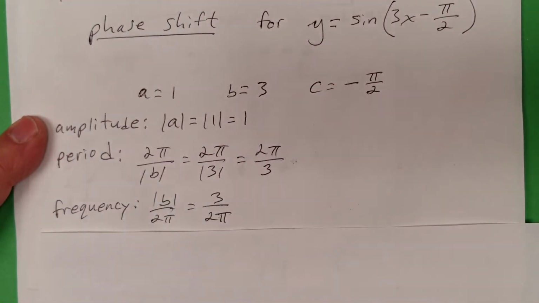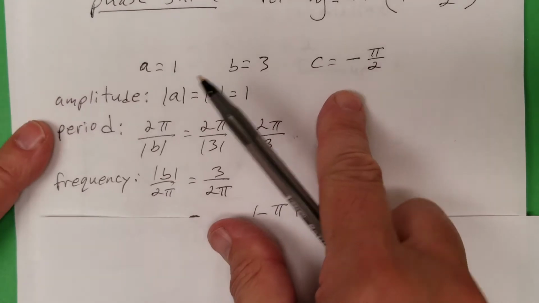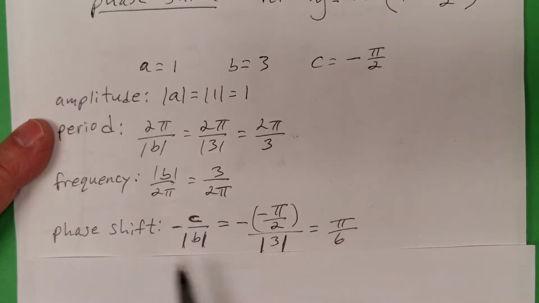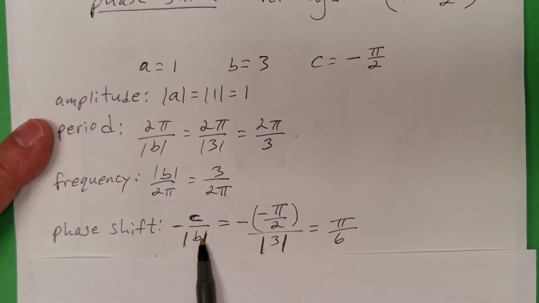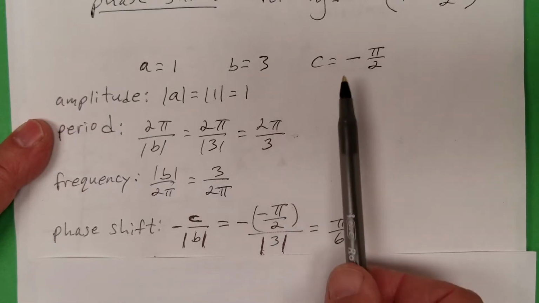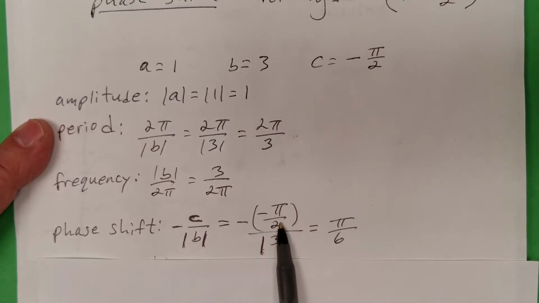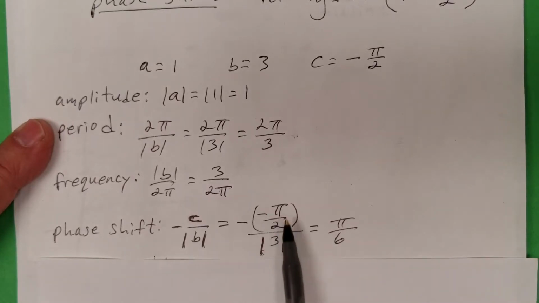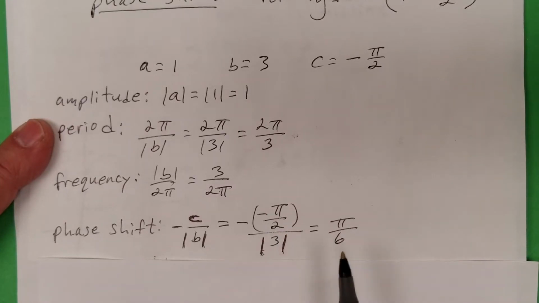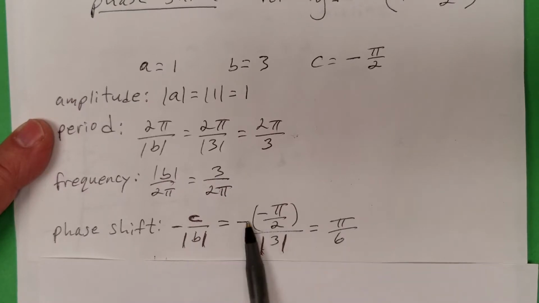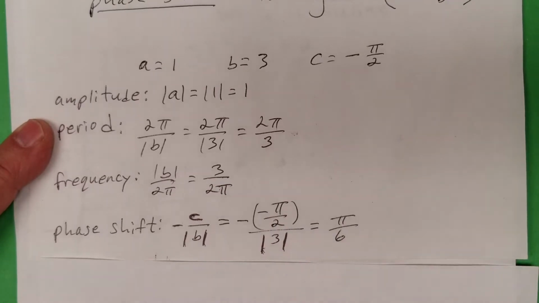Okay? My frequency was the other way, flipped over. So just flip it over. Right? And my phase shift was negative C over B. So negative, my C is negative pi over 2. So it's negative pi over 2 over 3. So if you do the math here, this is like 1/2 divided by 3 is 1/6. Okay, and the negatives cancel. pi over 6.